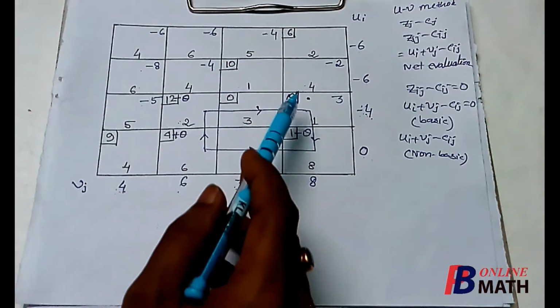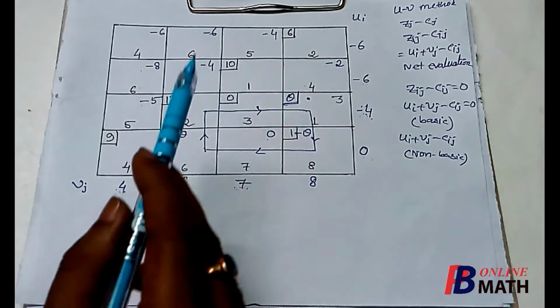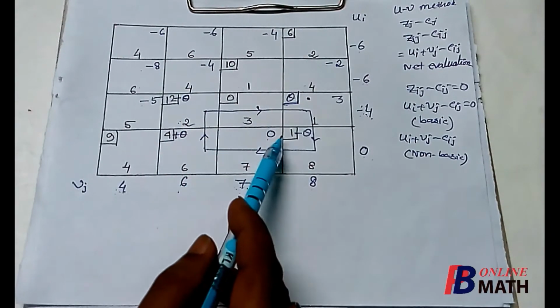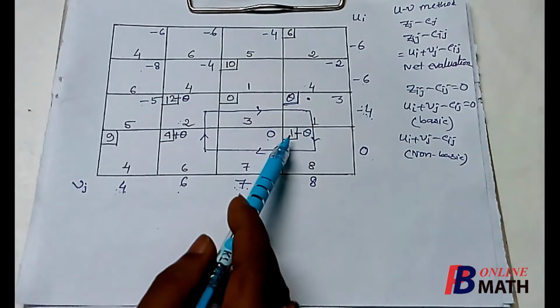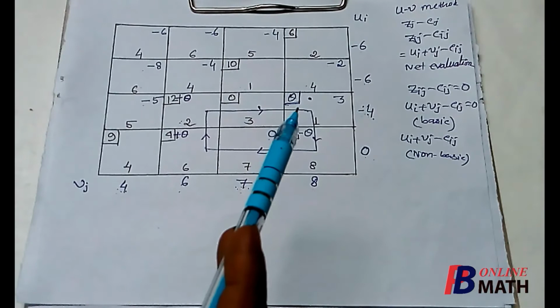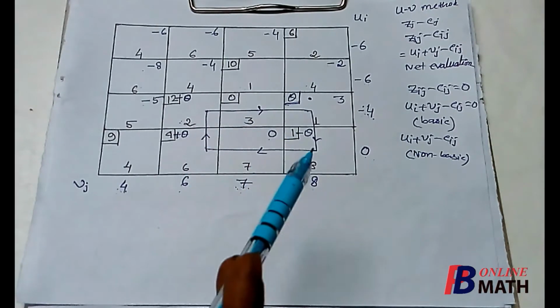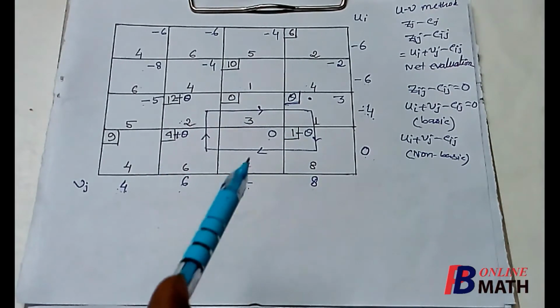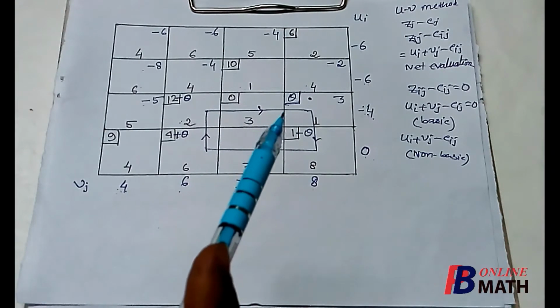Now we shall select this value theta in such a manner that at least one of these two values will be 0. Now this variable will enter the basis, so one of these two variables will leave the basis. For that we have to find the value of theta.